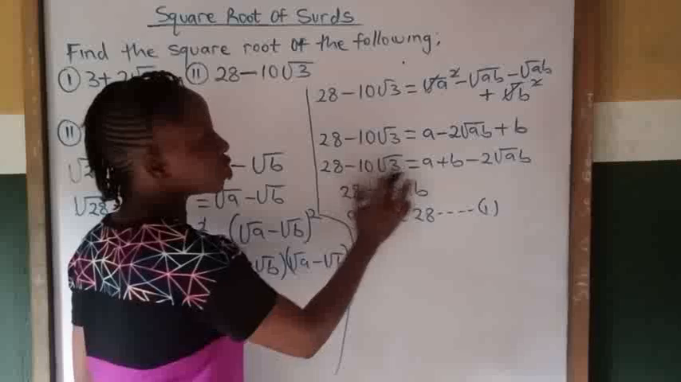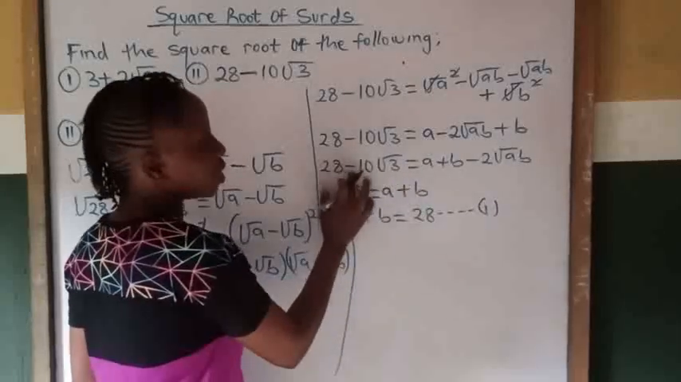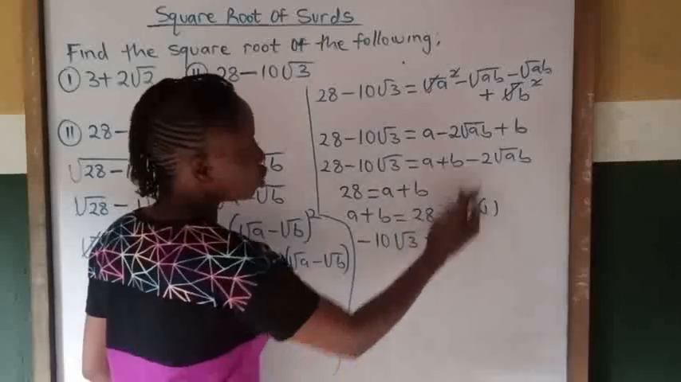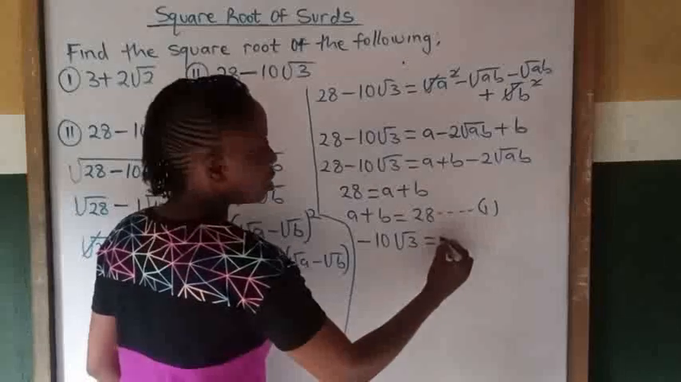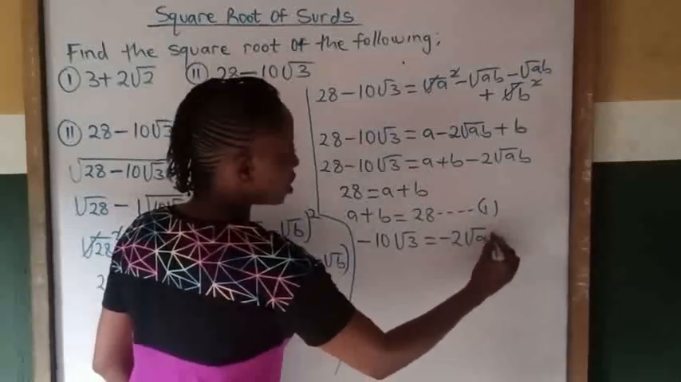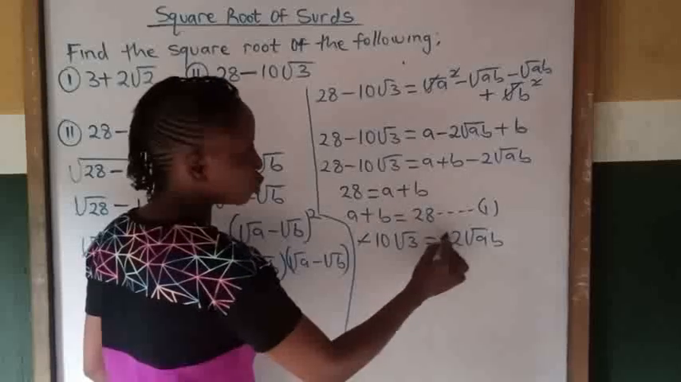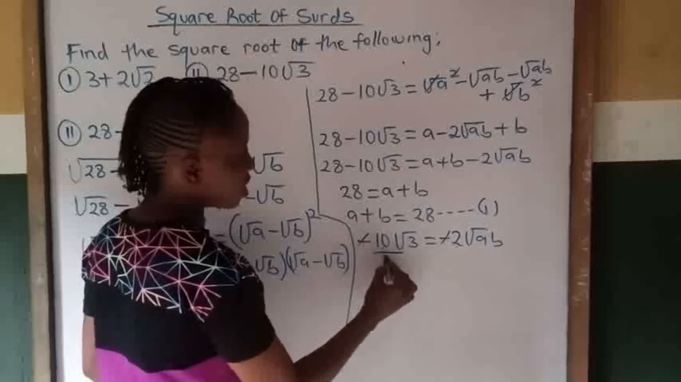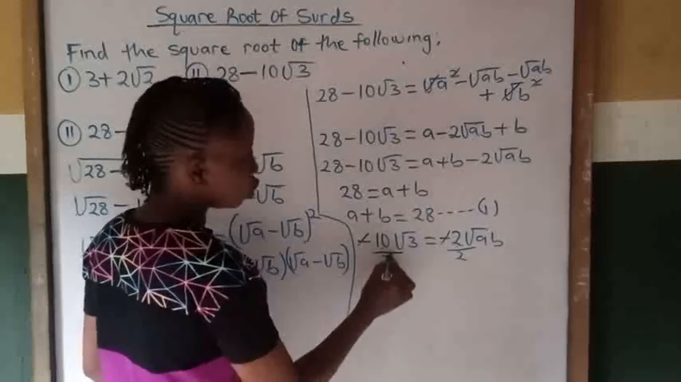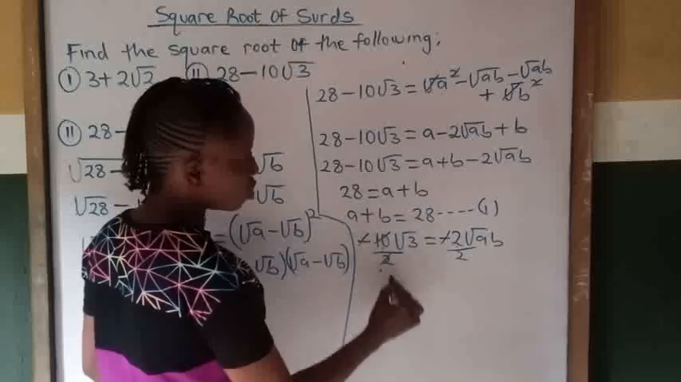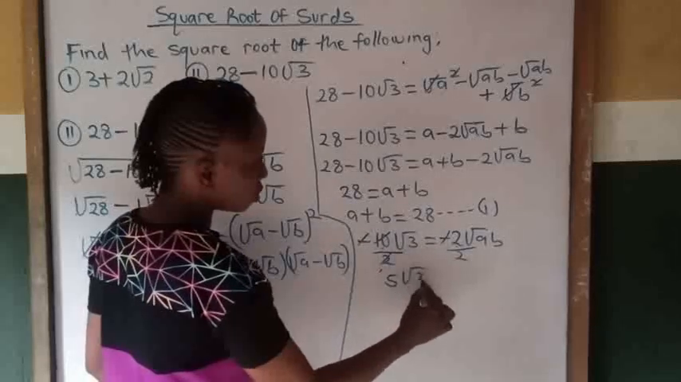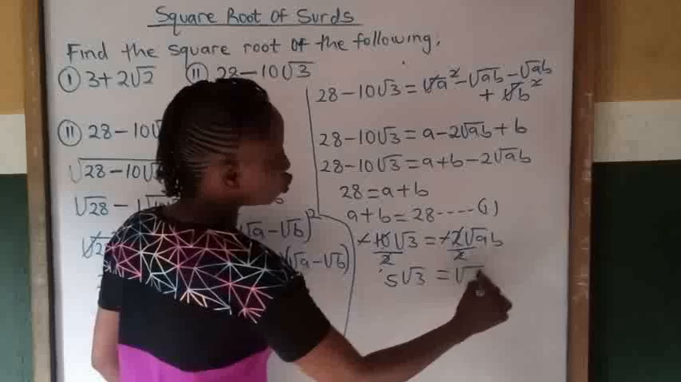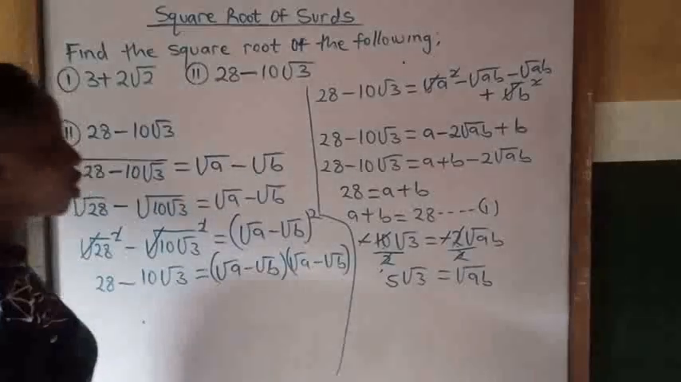So let's equalize the surd at both sides. So our surd here is minus 10 root 3, equal to, at this side we have minus 2 root ab. So we cancel minus. So divide both sides by 2. 2 here gives 1, 2 here will give us 5. So this will mean 5 root 3 equal to, 2 cancel 2, this one will remain root ab. So let's solve it further.